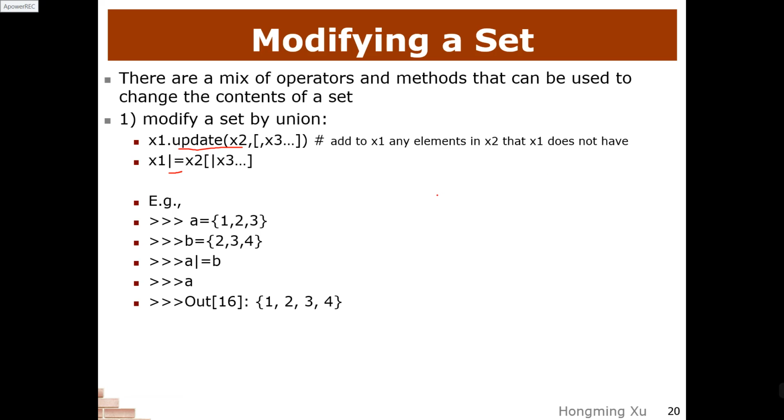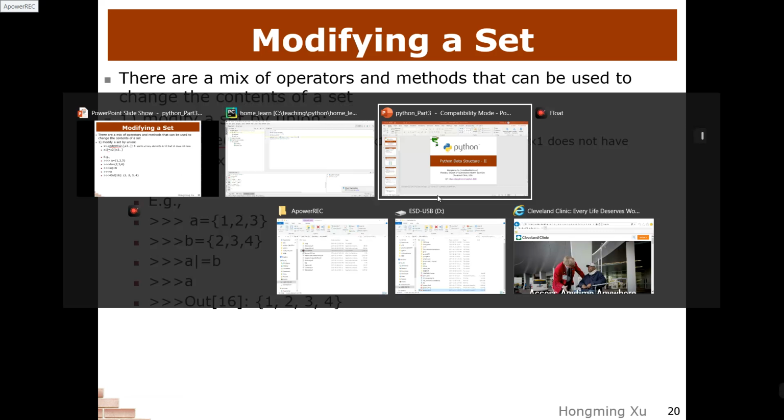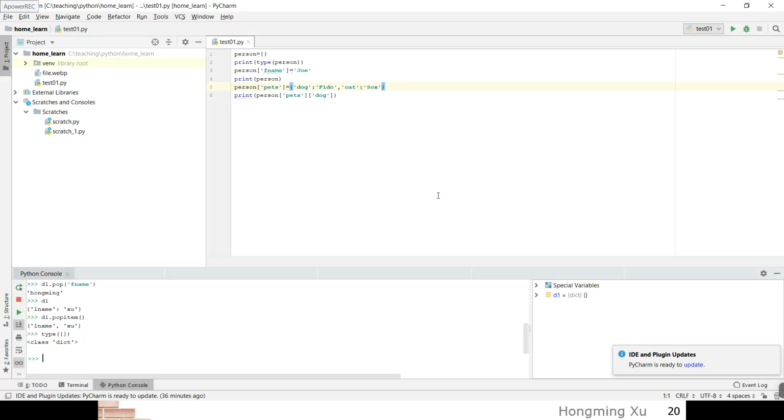For example, I can quickly run here: a equals 1, 2, b equals 3, 2.